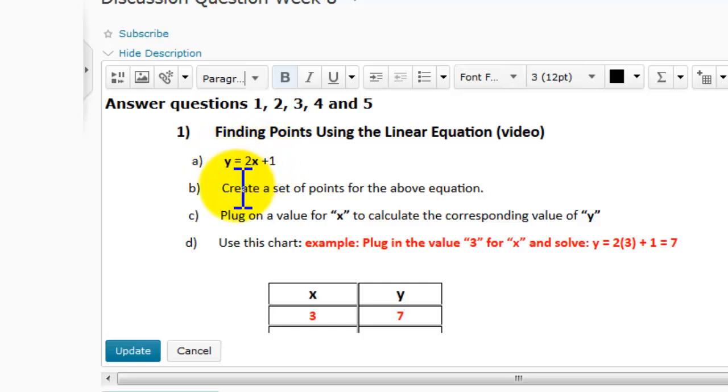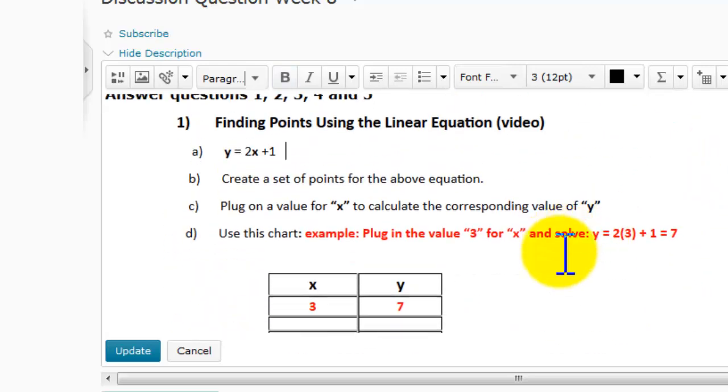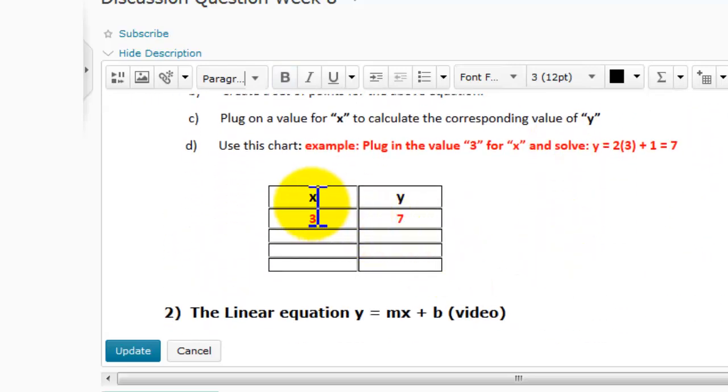For this equation, you're going to create a set of points, and that means you're going to plug a value in for x, so you pick the value, and then you calculate the corresponding y when you put your value through the equation. And I'm going to work on these. And then to keep track of the work you've done, you plug it into a chart: when x is 3, y is 7. So you can keep track, and these become coordinates on the line.